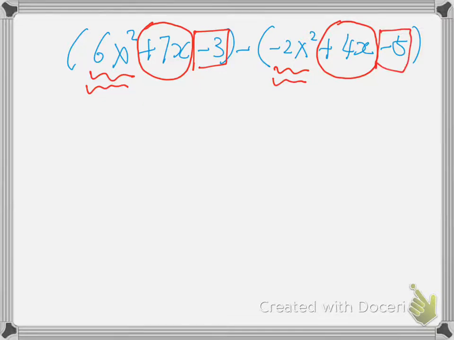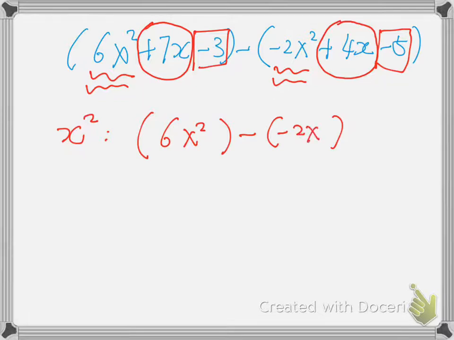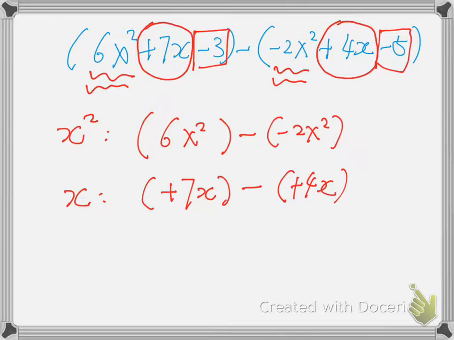We have 3 subtractions. For x squared terms, we have 6x squared in the first parentheses minus the -2x squared in the second parentheses. For the x term, we have positive 7x minus positive 4x. For the number part, we have -3 minus -5.